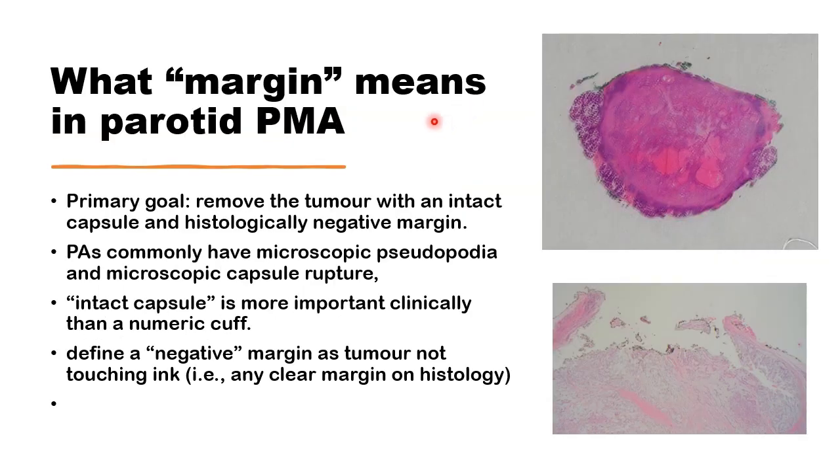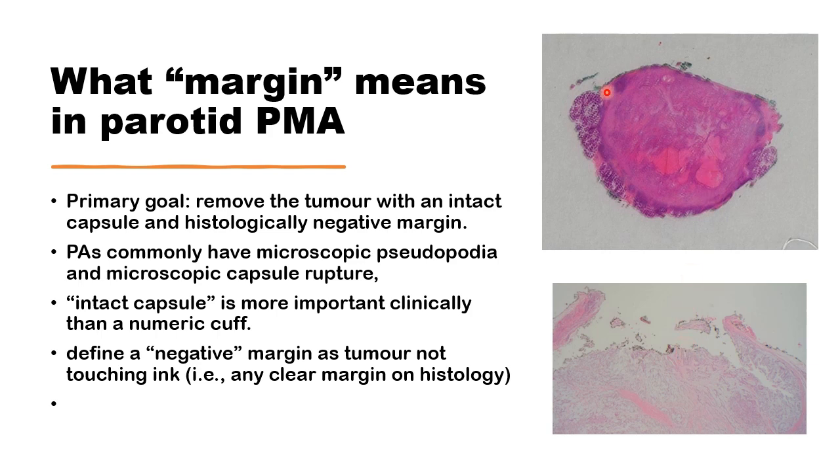So what does margin actually mean in parotid pleomorphic adenoma? If we follow the routine of placing ink dots in the resected specimen just outside the tumor itself, then a negative margin is when the tumor cells are not in direct contact with the ink dots in histological examination. Obviously, if there is a rupture of the capsule with spillage of the content of the tumor, that's a positive margin.